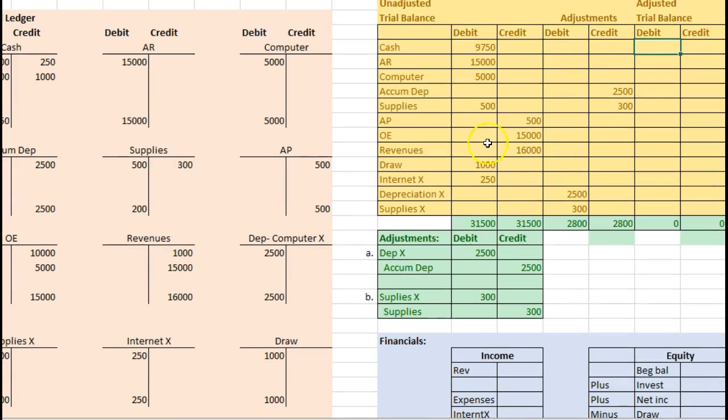This is where you're going to take these totals and create a new trial balance, which is what we're going to do in the next video.